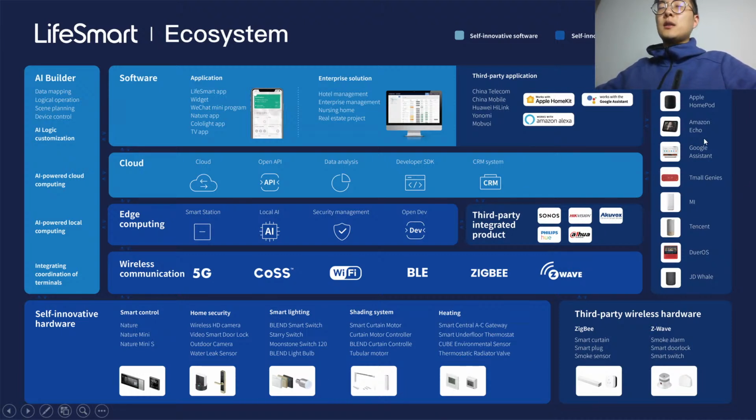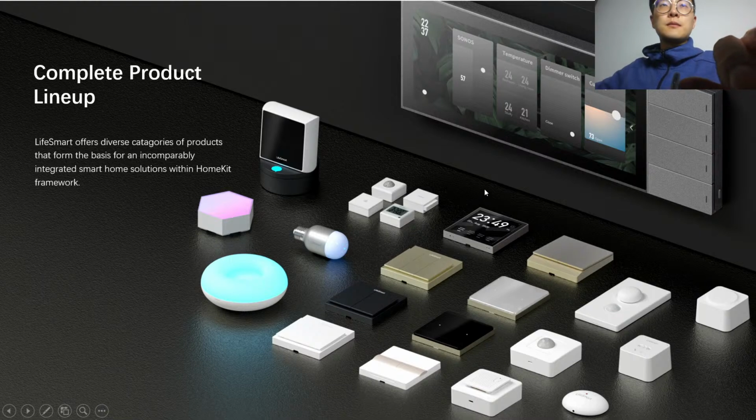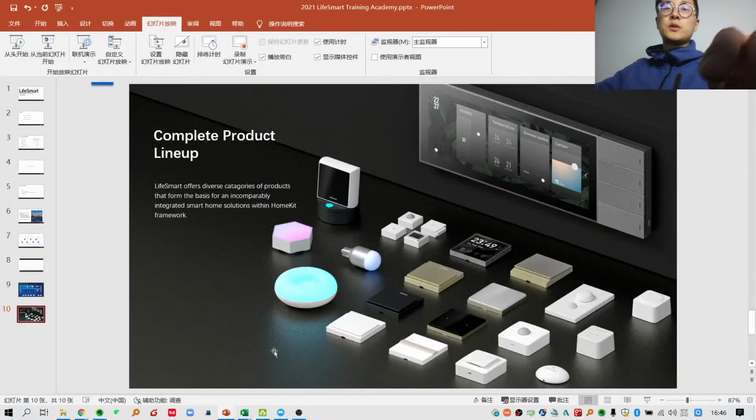And on the right-hand side, these are all our technology partners, including Apple, Google, Amazon. And we have been integrated with Sonos, Hikvision, Aquavox, Philips Hue, and Dahua. And our smart station is compatible with Zigbee and Z-Wave devices. And also we have our complete product lineup like this, from sensors, switches, universal remote controllers, panels, this kind of stuff. So today we will focus on the protocols and gateways.